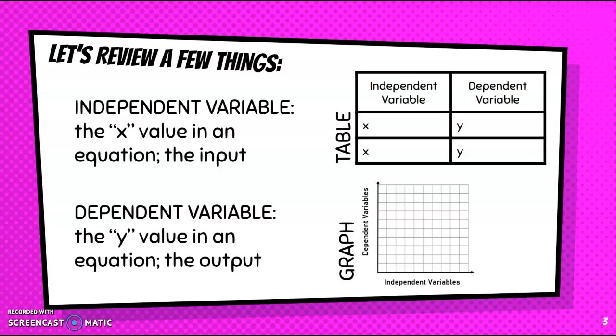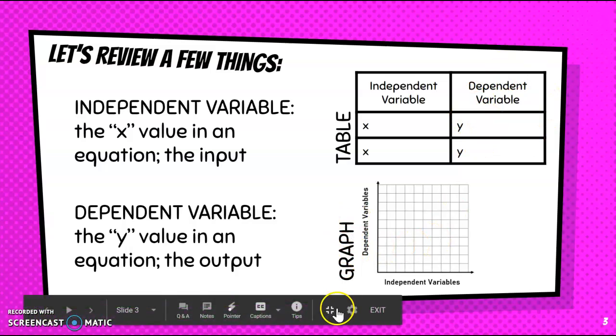Let's review a few things before we begin. Remember that an independent variable is the x value in the equation. It's the input. The dependent variable is the y value in an equation. It's the output. On a table, our independent variables are always on the left, and our dependent variables are always on the right. For our graphs, our independent variables are always on the x-axis, and our dependent variables are always on the y-axis.